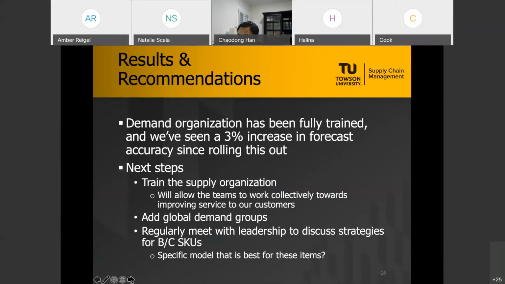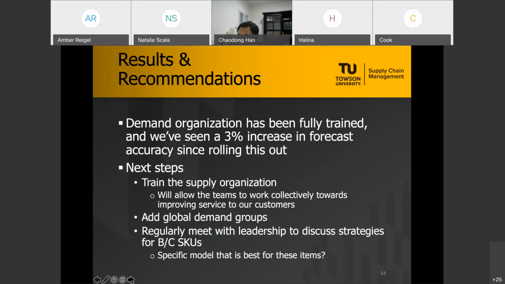Some of the next steps within the company are to train the supply planning organization, which will further allow us to have those collective and collaborative conversations with them to improve our service to our customers. So again, on the last slide, our forecast accuracy got better by 3%, but we didn't fill or service our customers any better than we did when our forecast accuracy was lower.